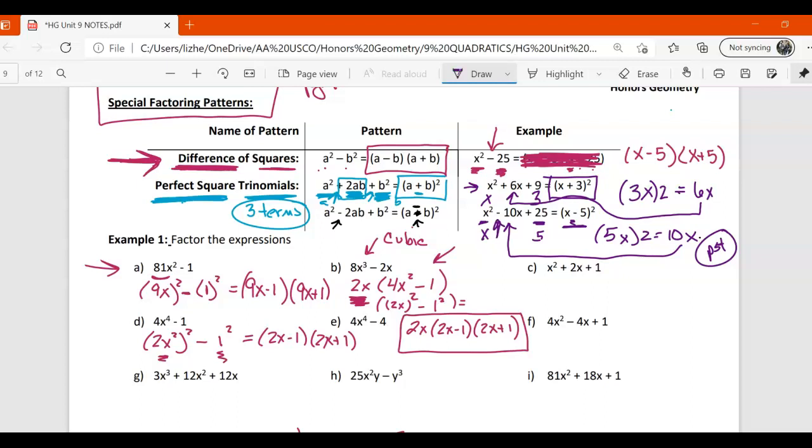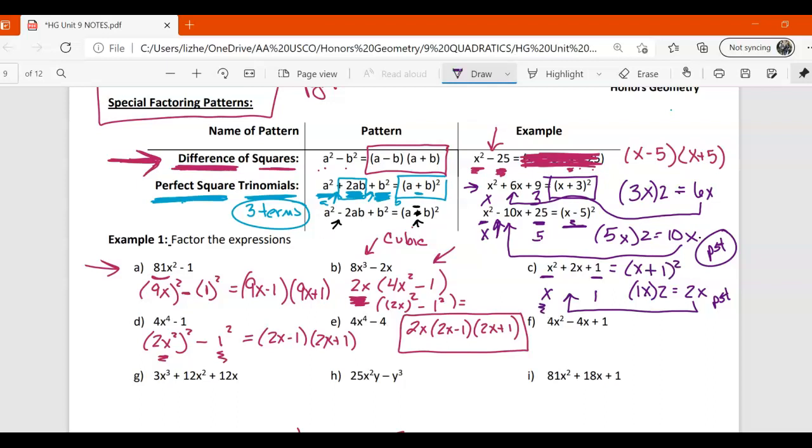Okay, so let's look at C here. C is a quadratic. It's a trinomial. It might be a perfect square trinomial because this is a perfect square and this is a perfect square. The square root of x squared is x. The square root of 1 is 1. If I multiply those together, I get 1x, and then I double it, and I have 2x. And that is the same number as right there. So therefore, this is a perfect square trinomial, and this will factor as x plus 1 squared.